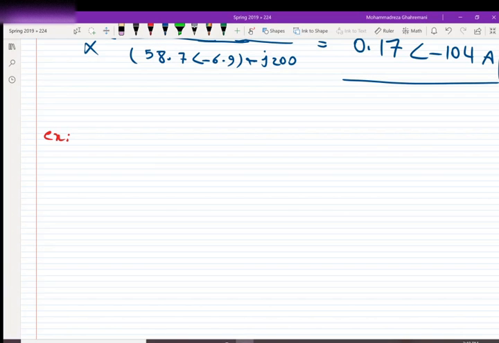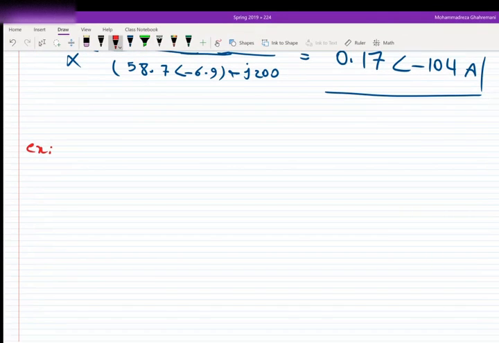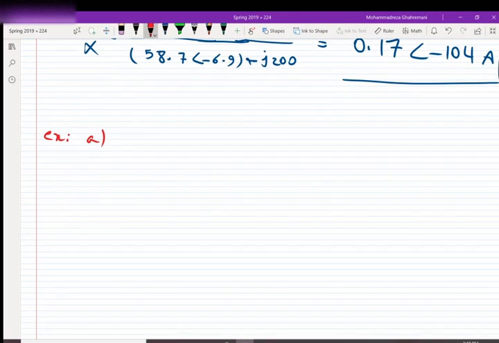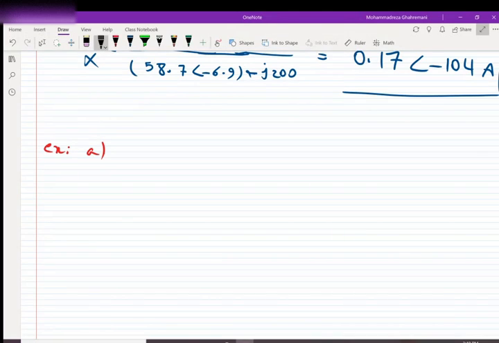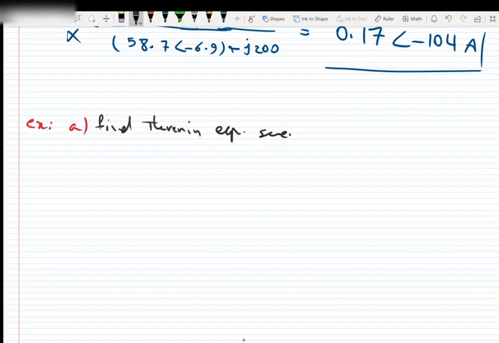Okay, part A. Find the Thevenin equivalent seen by the inductor.